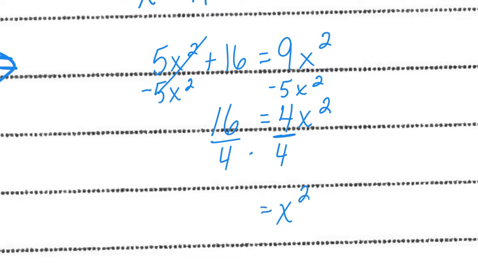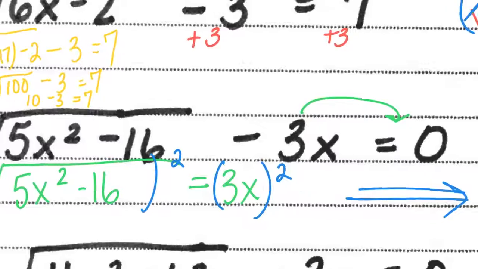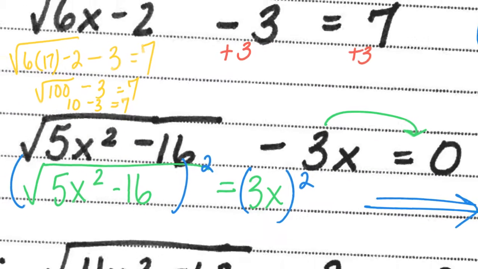X squared is equal to 4, but anytime I solve for an x squared, I know when I take the square root of each side, I need a plus or minus 2. So this is probably a really good one to check, because I'm having the gut feeling that one of these is not going to check through.